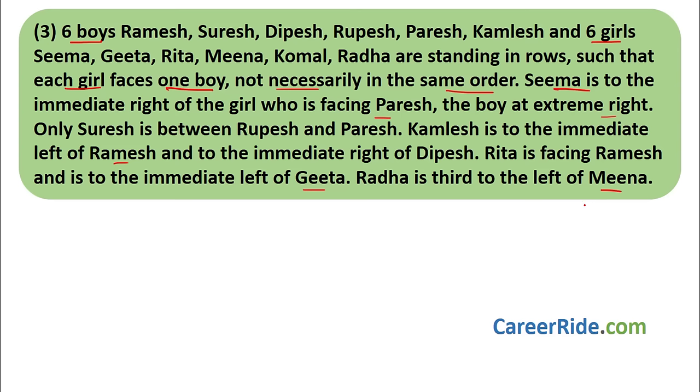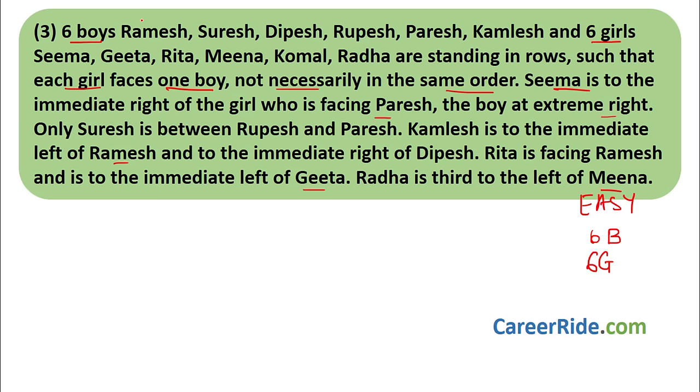Again, this looks like a very huge sum, but it is pretty easy. What do you want? First, count. How many? 6 boys, 6 girls. Now, let's have a seating frame. They are standing in rows, okay? And such that each girl is facing one boy, not necessarily in the same order.